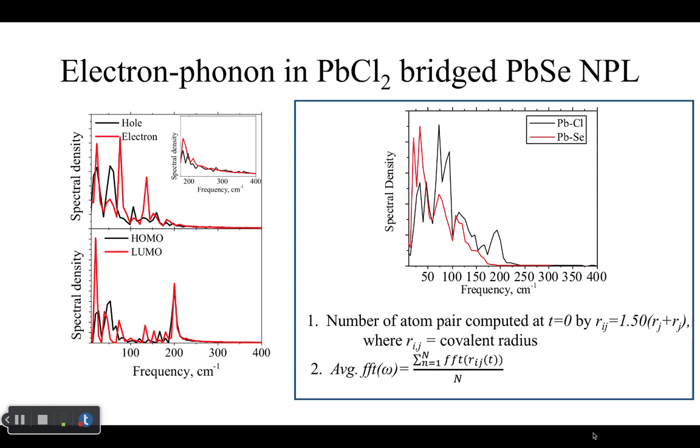Then on the bottom you just have HOMO and LUMO, so what is this? At the bottom, I just take the electron and hole, the HOMO energy, and do a fast Fourier transform of just the energy level. So not delta, just E_i minus E_i at zero. So there are no autocorrelations in this case, it's just the fast Fourier transform of the energy. Okay.